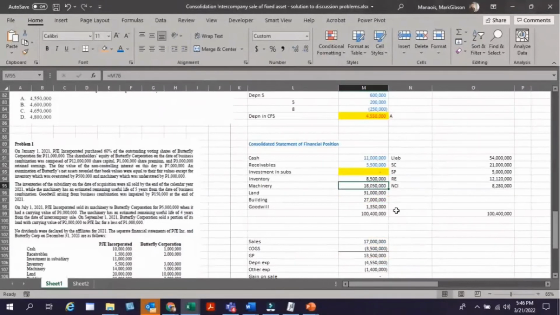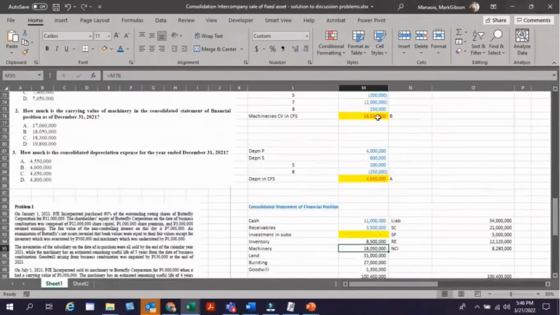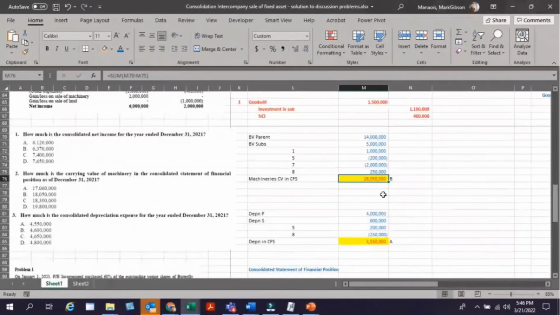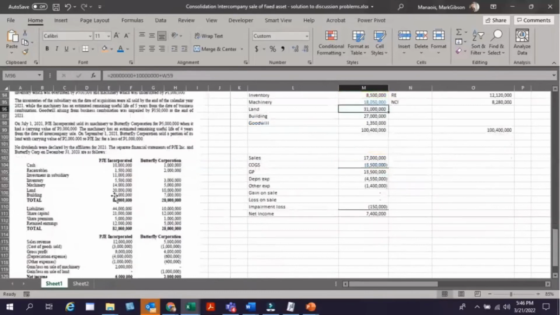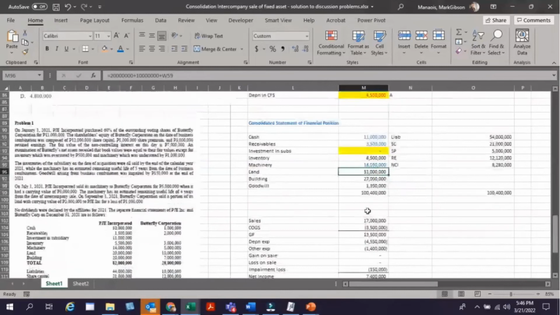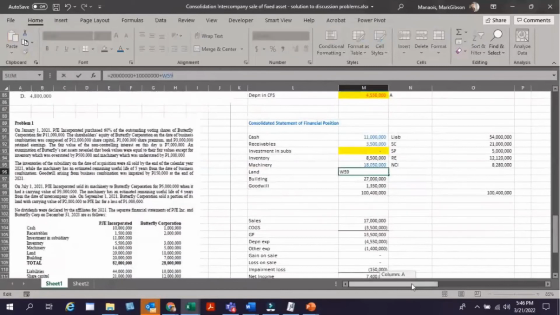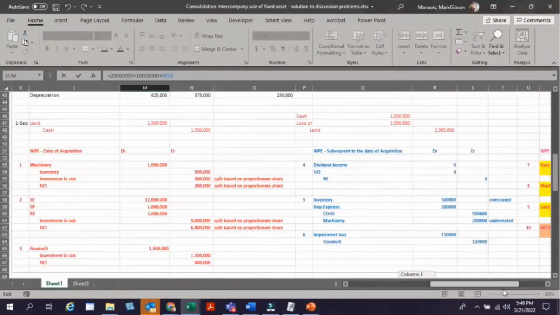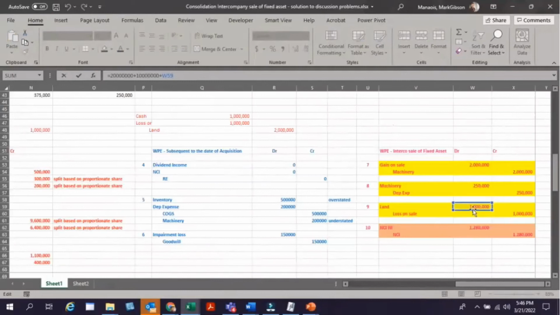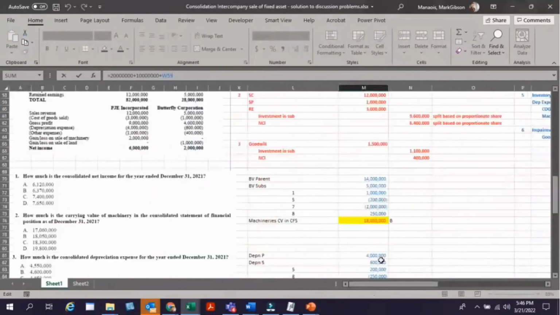Next, machinery. So sa machinery natin, na-compute naman natin. So that's 18,050,000. Okay, so kung tama yung calculation natin dyan, so dapat tumama rin yung statement of financial position natin. Land. Magkano yung land? That's, tingnan natin, land, 20 million plus 10 million, 30 million plus yung 1 million na working paper entry natin, in terms of the loss. So, in debit 1 million.